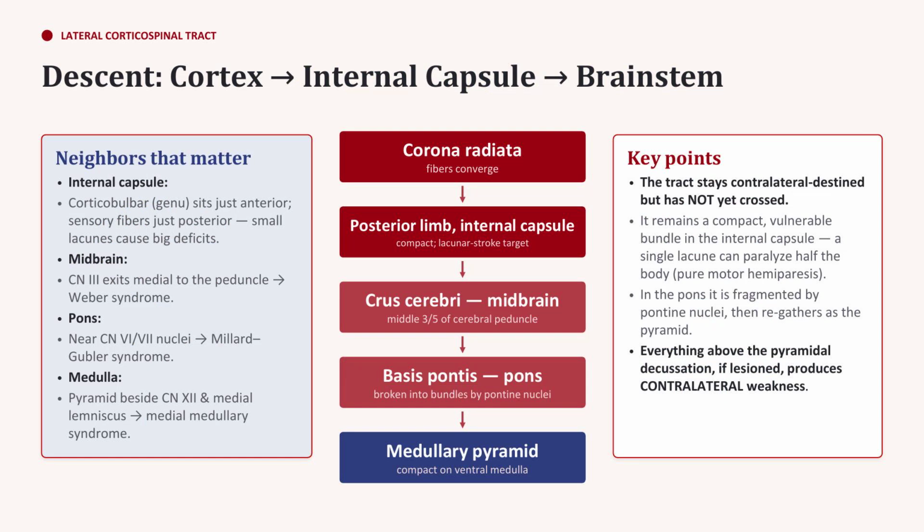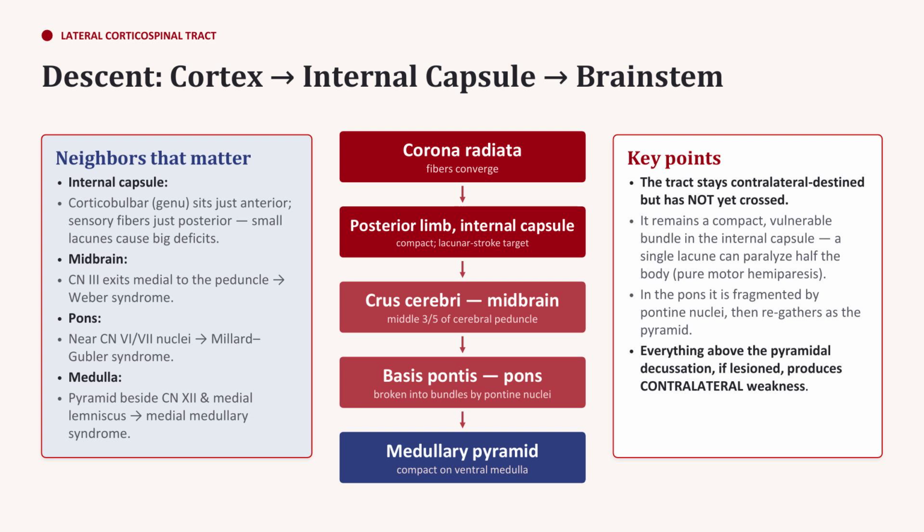From the cortex, the fibers funnel through the corona radiata into the posterior limb of the internal capsule, where the entire tract is squeezed into a compact band. That compactness is clinically dangerous. A tiny lacunar infarct here, often from chronic hypertension, can produce a pure motor hemiparesis affecting the whole contralateral body. Remember that the corticobulbar fibers sit just anterior at the genu, and ascending sensory fibers just posterior.